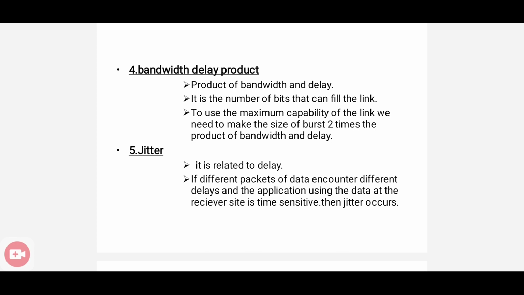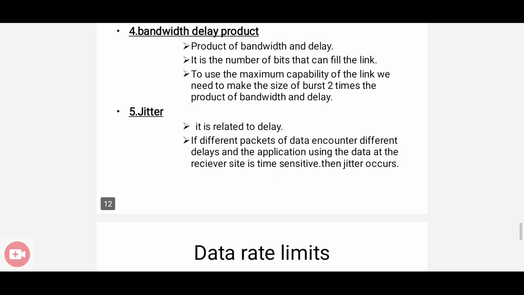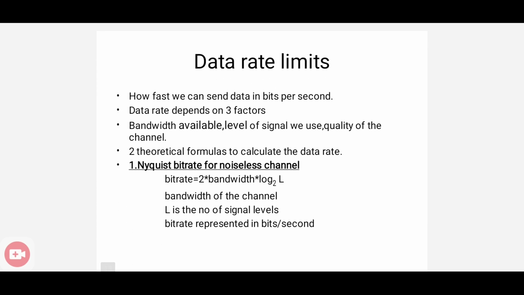Clear? So these are the five factors which affect network performance: bandwidth, throughput, latency, bandwidth delay product, and jitter. Clear? Next, how can we analyze or calculate the data rate? What is actually the data rate? The rate at which the data transmits through a medium, or how fast we can send the data over a medium. Okay, so it actually depends upon three factors: bandwidth available, level of signal we use, and the quality of the channel.